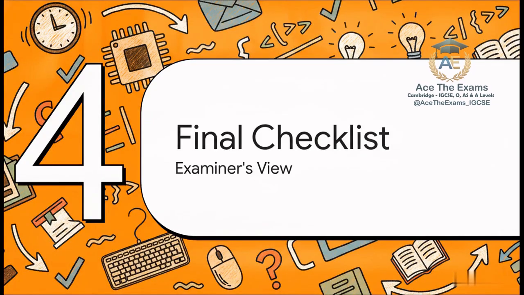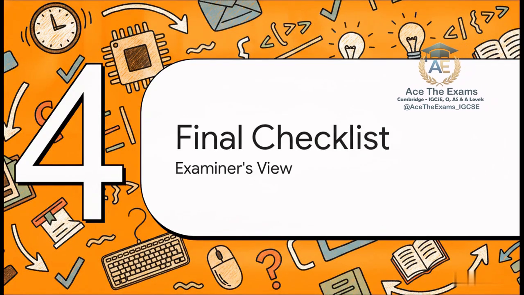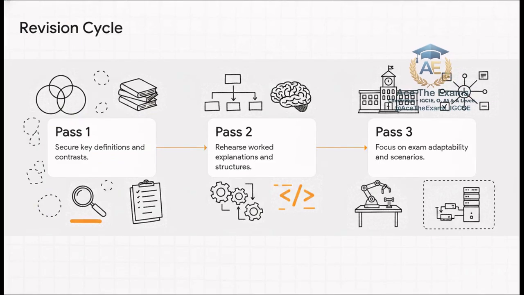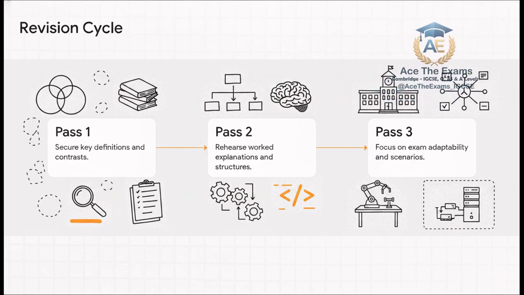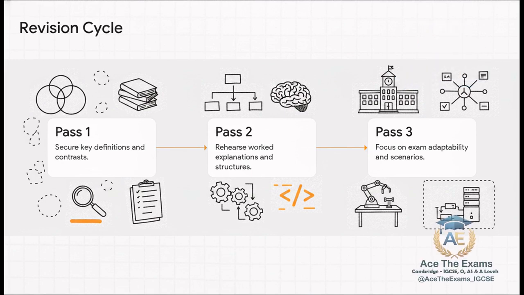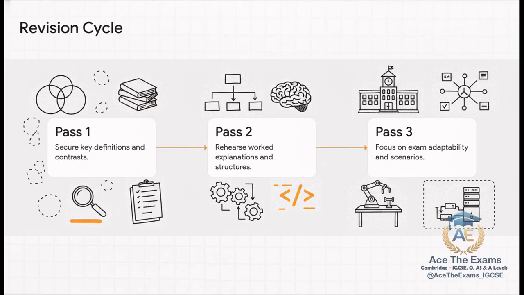Section 4. The examiner's final checklist. A truly strong revision cycle takes 3 distinct passes. Pass 1, secure your key definitions and, crucially, your contrasts. You have to know the difference between similar-sounding terms. Pass 2, rehearse your worked explanations, your diagrams, or your code-like structures so your logical sequence is absolutely flawless.